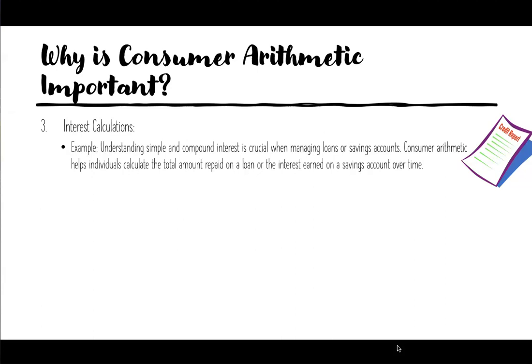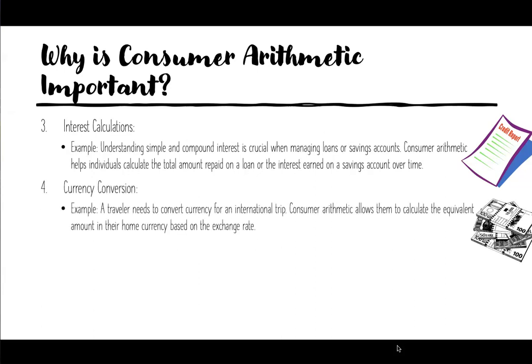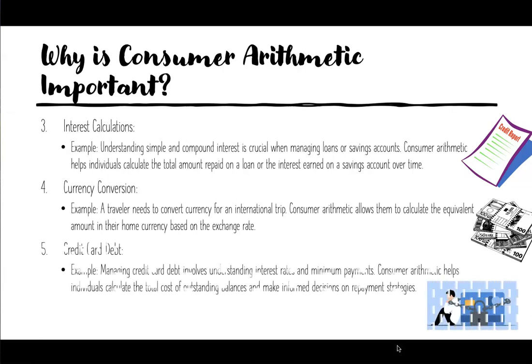Interest calculations. Understanding simple and compound interest is crucial when managing loans or savings accounts. Currency conversion, and this is a big one, especially for those who do forex trading. A traveler needs to convert money for an international trip. Consumer arithmetic allows you to know what's the equivalent that you'll be getting in the other currency. So if you're converting your Jamaican dollars to US, you're able to do the calculations on your own so you can know if you're getting the correct amounts.